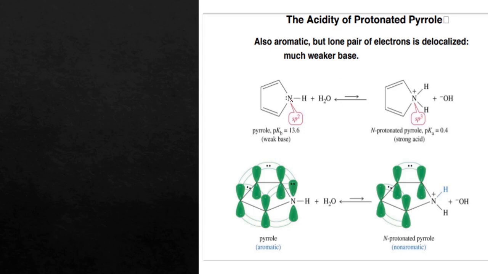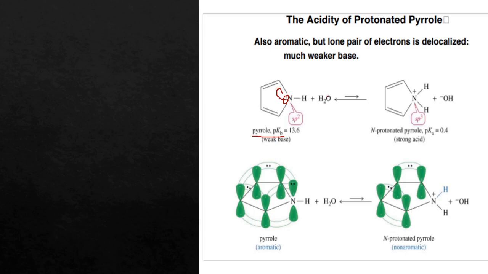We know that in pyrrole the nitrogen is sp2 hybridized, and this nitrogen contains a lone pair of electrons. We all know that this lone pair of electrons is involved in resonance, and that is the reason why pyrrole is a very weak base, because in pyrrole the lone pair of electrons is not available, since it is involved in resonance. Therefore pyrrole is a very weak base.